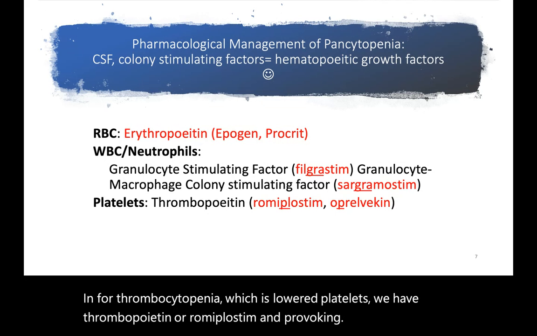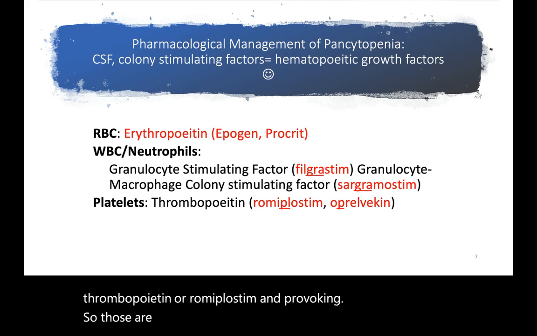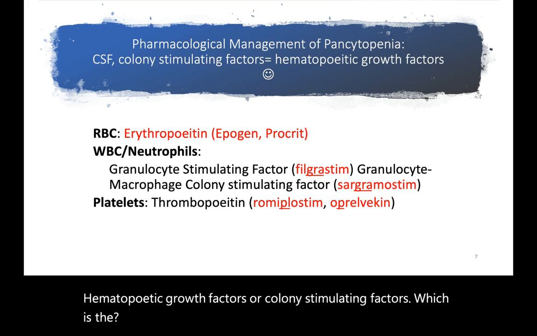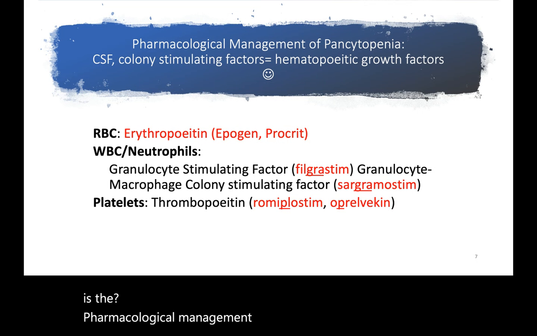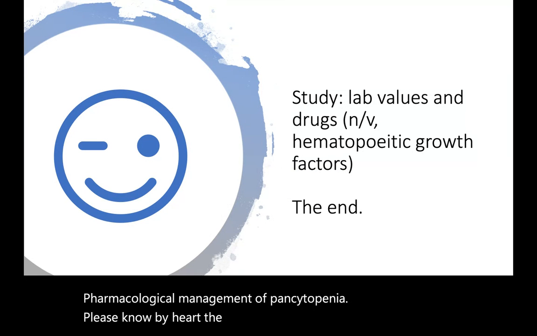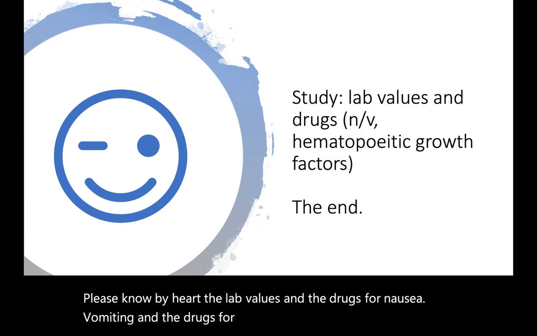So those are the hematopoietic growth factors or colony stimulating factors, which is the pharmacological management of pancytopenia. Please know by heart the lab values and the drugs for nausea, vomiting, and the drugs for immunosuppression. This ends my lecture. Thank you.